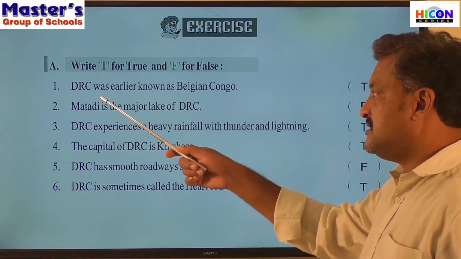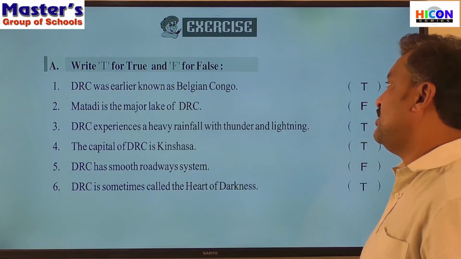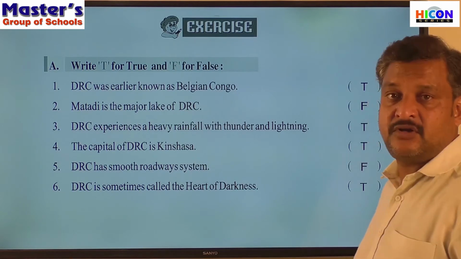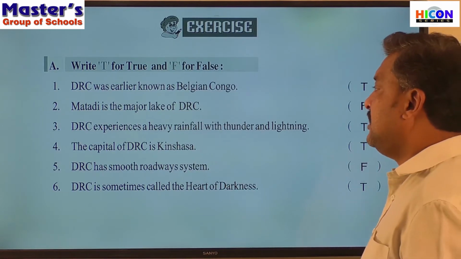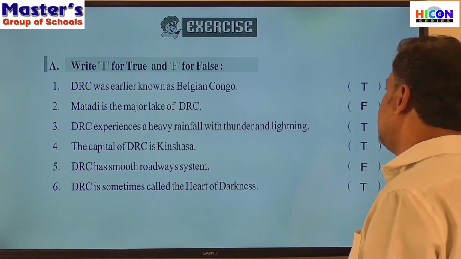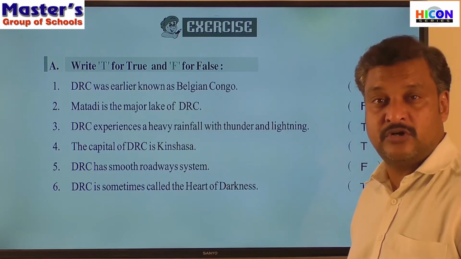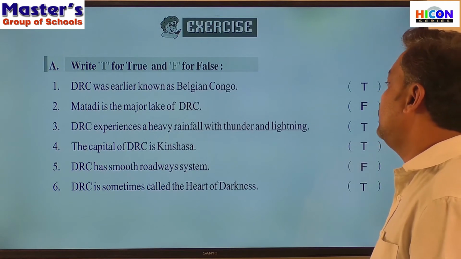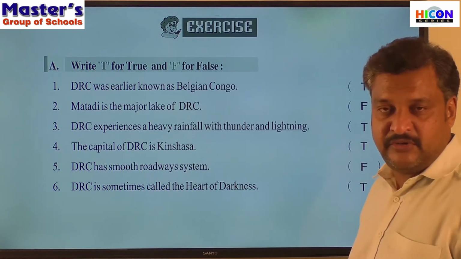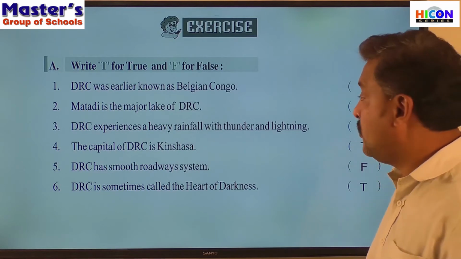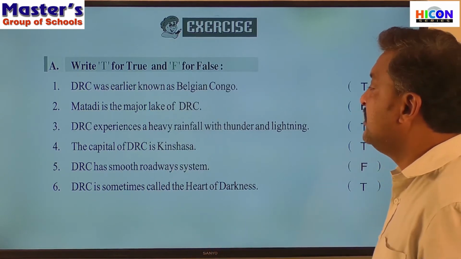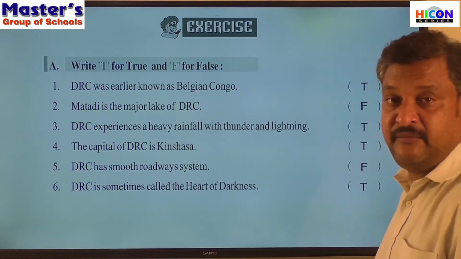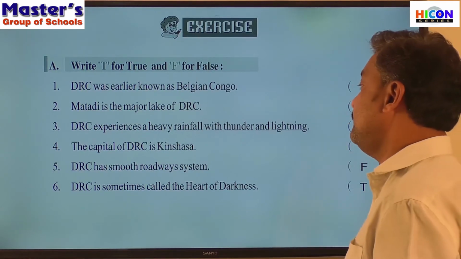DRC was earlier known as Belgian Congo. It's a true statement because it was a colony of Belgium. Matadi is a major lake of DRC is a false statement because Matadi is a port city in DRC. DRC experiences heavy rain with thunder and lightning is a true statement because in the afternoons it rains heavily over there. The capital of DRC is Kinshasa is a true statement. It is one of the 3 major cities in DRC.